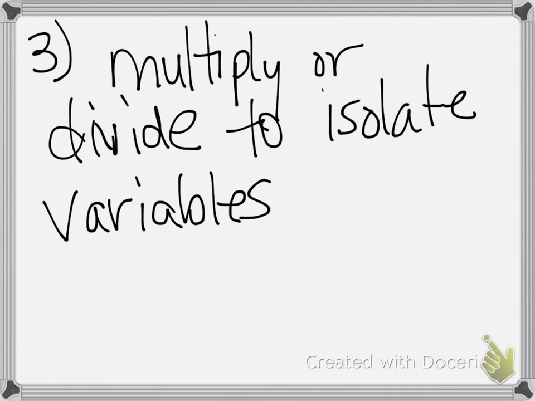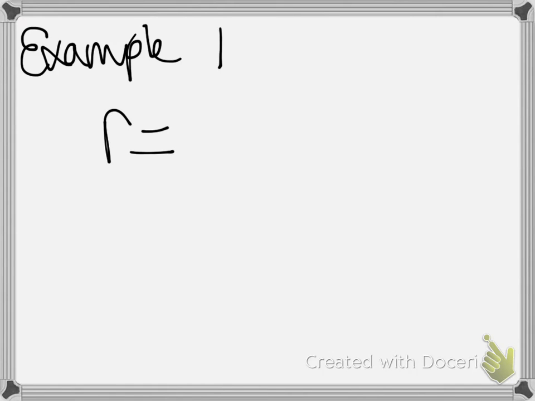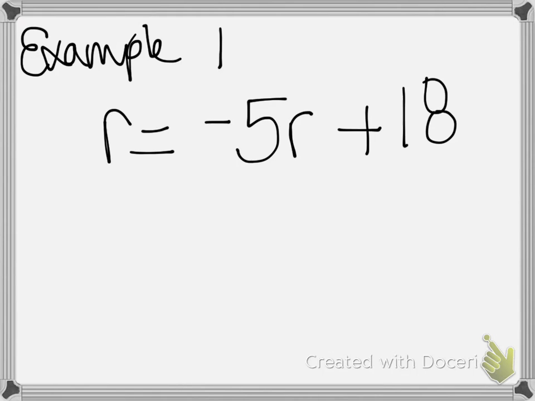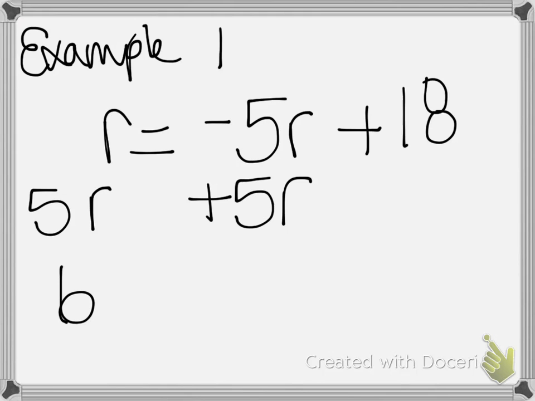Okay, so now I'm going to give you some examples to help show that. So example 1. We have r equals negative 5r plus 18. So we want to first simplify both sides of our equation. Both sides are simplified, so we don't need to do anything. Now I want to add or subtract to get my variables to one side. So I want to try to get my variables to the left and keep my numbers on the right. And I'm doing that because this negative on the right, if I add 5r to each side, I get some nice positives. So then I get 6r equals 18.